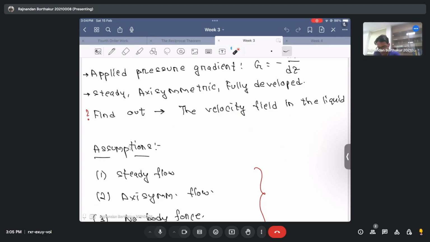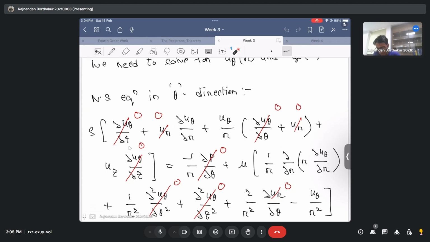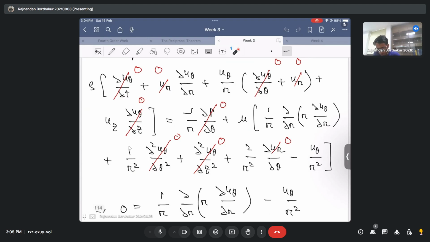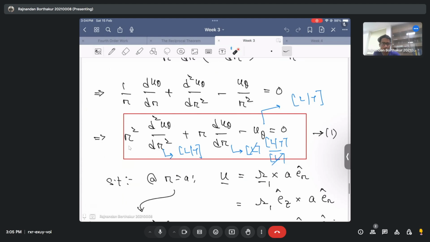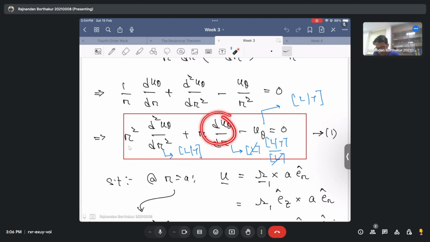And we solved the first bit of the problem, where we started off by writing the Navier-Stokes equation in the theta direction, and then invoking all the assumptions that we considered to simplify the equation into an ODE. And we looked into a special feature of this ODE, which is that it is equidimensional in nature. That is, all the terms in this ODE bear the same dimension as u theta, the variable of interest. In the language of mathematics, these types of equations are known as Euler-Cauchy equations, and sometimes also as equidimensional equations.